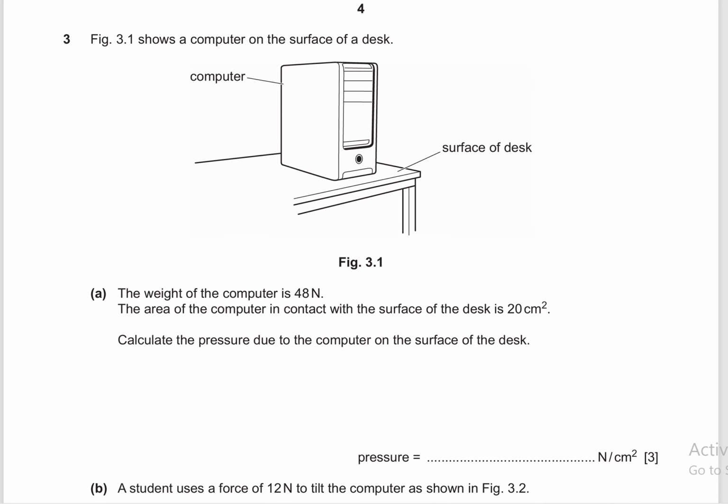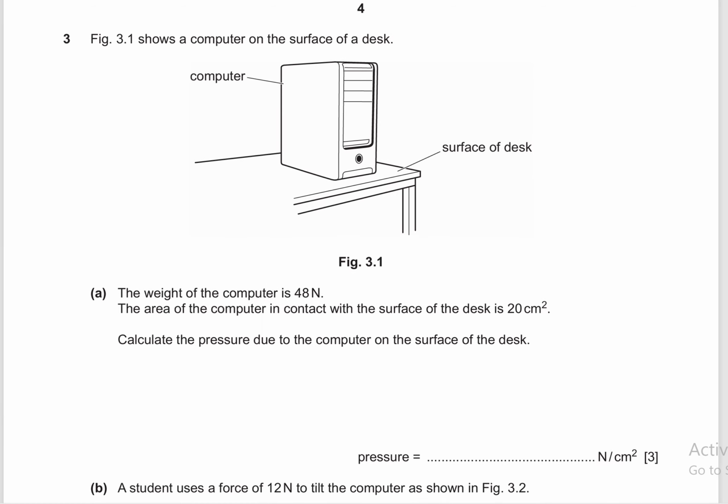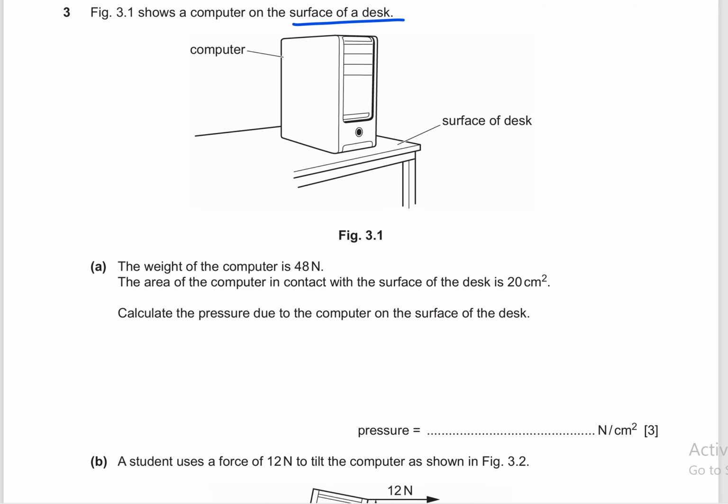Now in question 3, let me choose this color. It says figure 3.1 shows a computer on the surface of a desk. In A, they say the weight of the computer is 48 Newton. The area of the computer in contact with the surface of the desk is 20 squared centimeter. Calculate the pressure. So notice 3 marks. And they already gave me the unit.